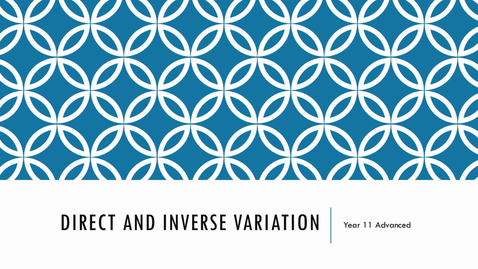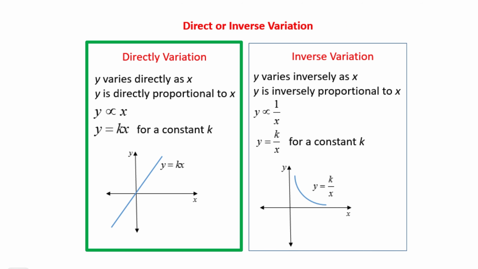This lesson we're looking at direct and inverse variation. So we're going to start by looking at direct variation. So that's our green box highlighted here. So here, direct variation is when y is directly proportional to x. And we use the formula y equals kx, where k is some constant. And you'll notice that it's a linear line and it goes through the origin.